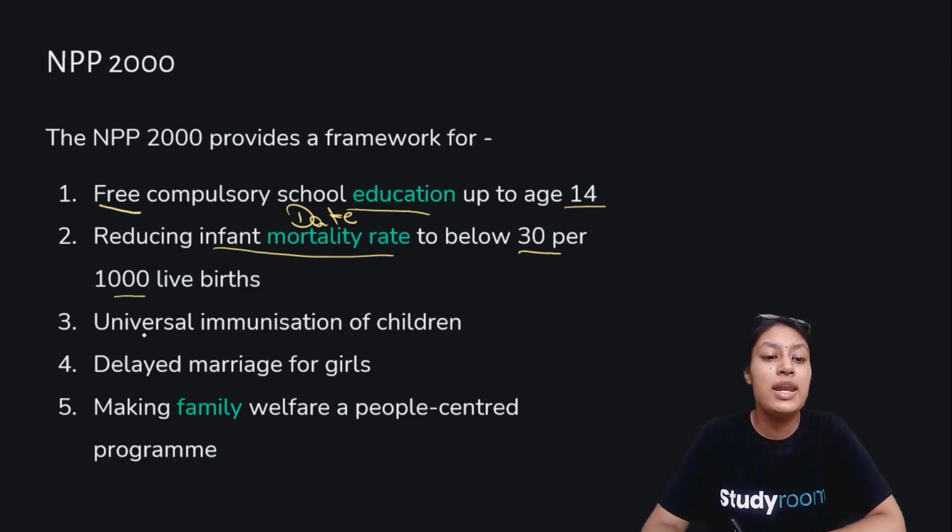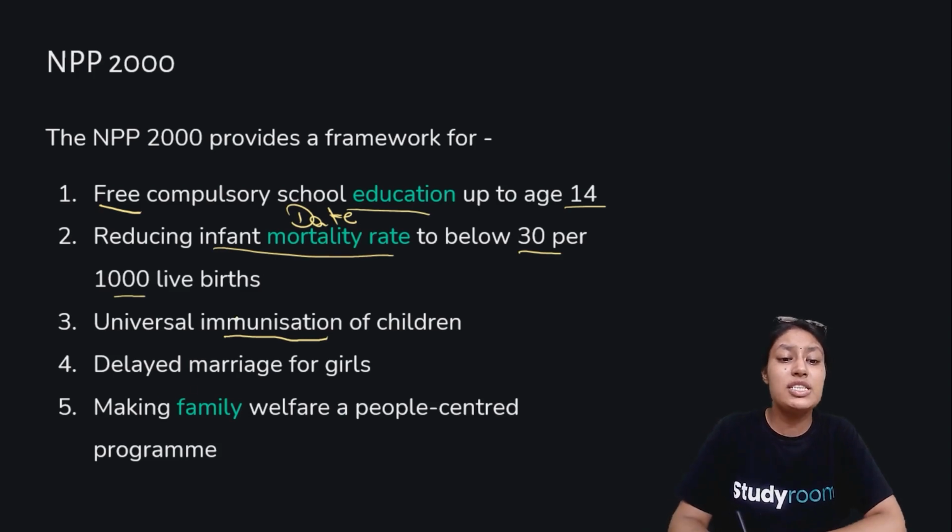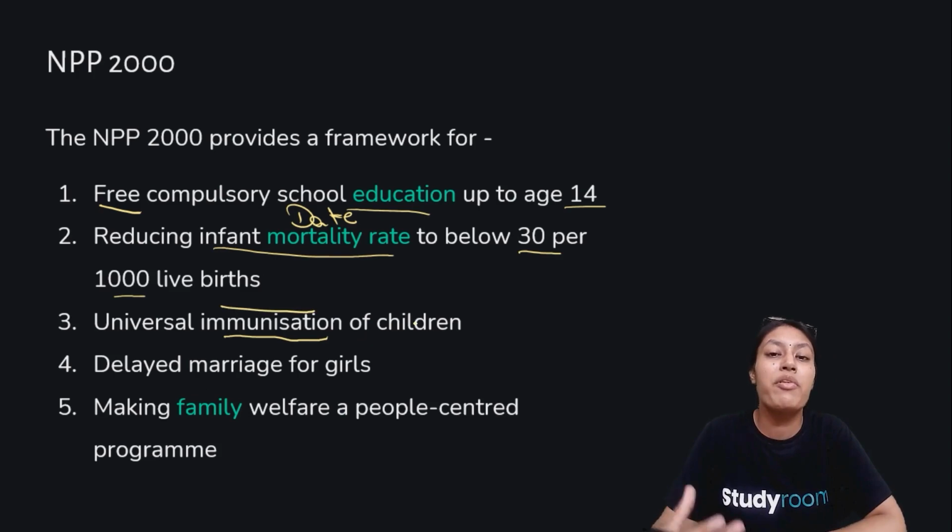Okay, so next important thing is universal immunization of children. Now, to immunize, it's very important. We all are taking vaccines of COVID today. Why? Because we want to make ourselves immune, right? Likewise, there are many other bacteria which specifically hit children because they have very weak immunity. So this is universal immunization of children, means providing proper vaccination to the children.